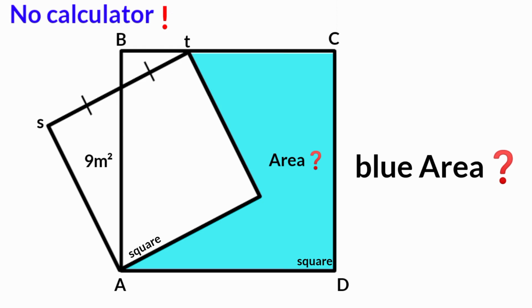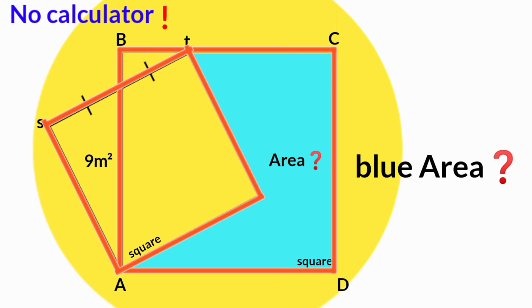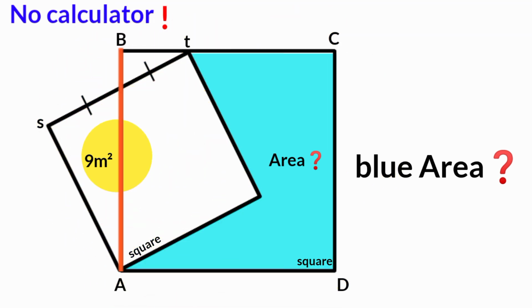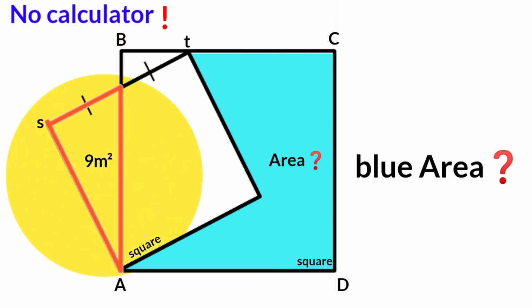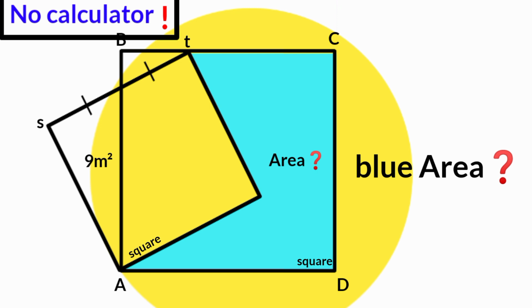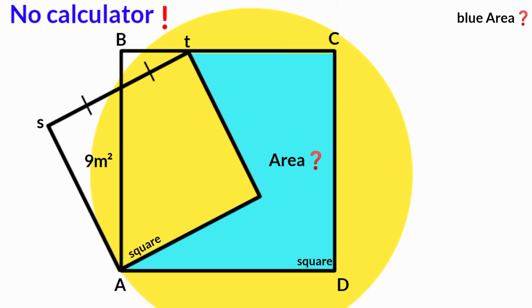Hello, good day everyone. In today's question, we have two squares, and we can see this side AB bisects this line ST. We have the area of this triangle to be 9 meters squared, and we have to calculate the blue area without using any calculator. So how can we solve this? It is actually very simple.